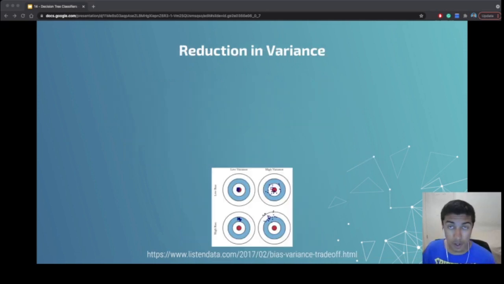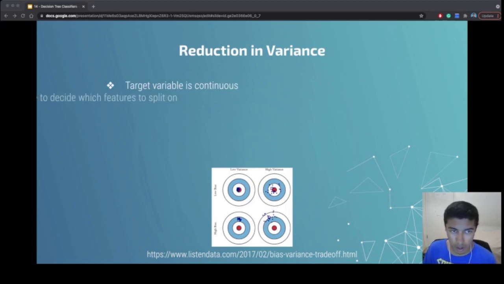The first method for splitting that we are going to be discussing is reduction in variance. Now, for reduction in variance, the target variable is going to be continuous. As the name implies, it uses variance to decide which features to split on. A set of values with completely different numbers will have high variance, while a set of values with the same numbers will have a variance of 0.